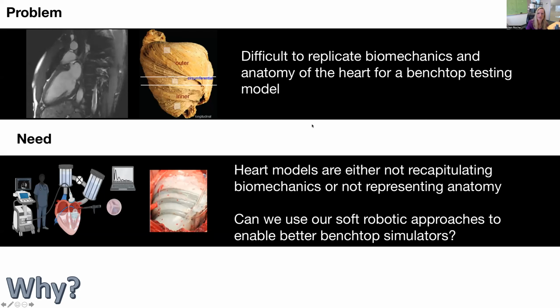So the problem that we were trying to solve is that it's quite difficult to replicate both the biomechanics and the anatomy of the heart in a benchtop testing model. The need is that heart models are potentially not recapitulating biomechanics or not representing the anatomy at a high enough fidelity. And the question we asked was, can we use our soft robotic approaches to enable better benchtop simulators?